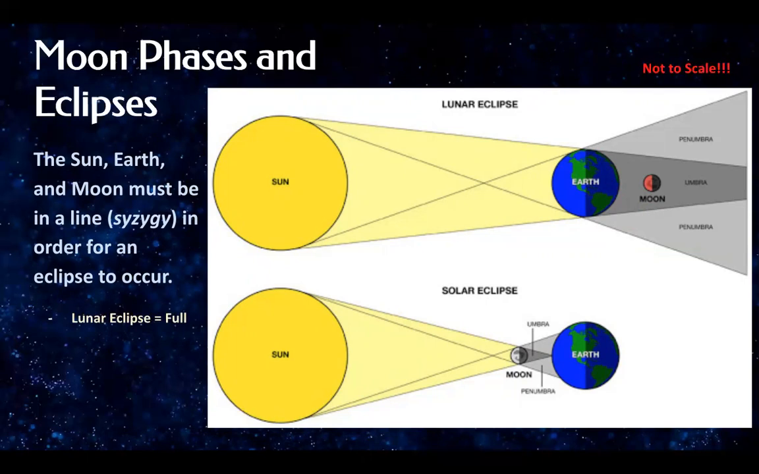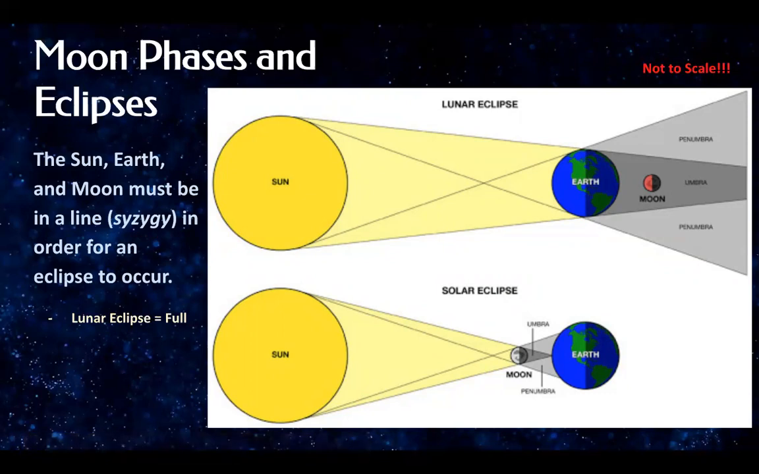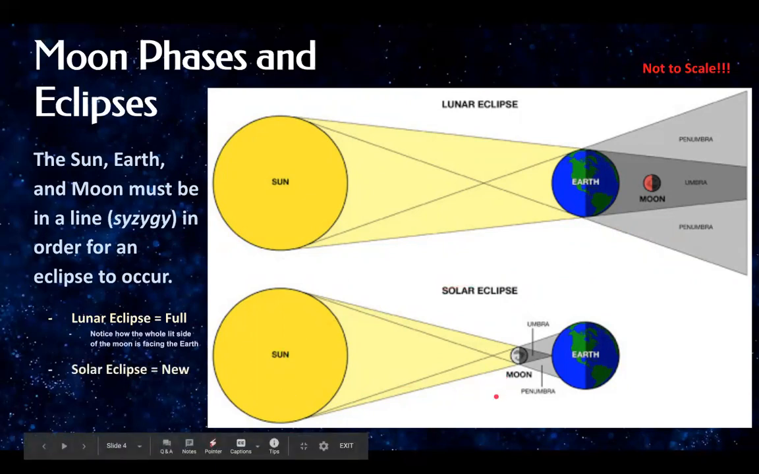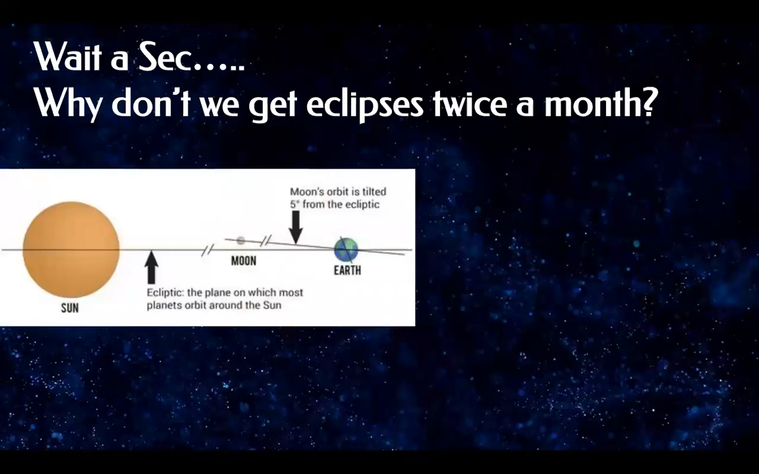Anytime we have these three objects in line, the sun, the earth, the moon, this is my favorite word, that's called syzygy. Try using that in Hangman, it's a lot of fun. We have to have syzygy in order for an eclipse to occur. If we have syzygy and the moon is full, then we could get a lunar eclipse. If we have syzygy and the moon is new, it's possible to get a solar eclipse.